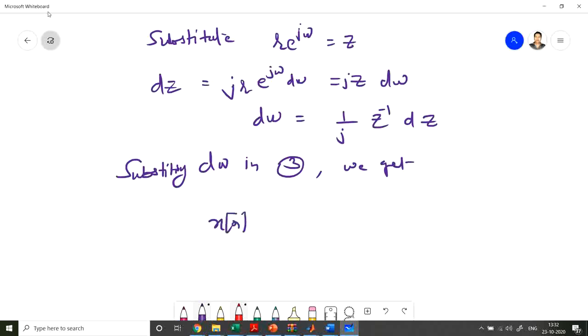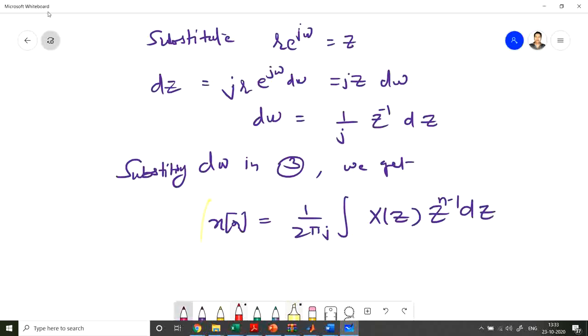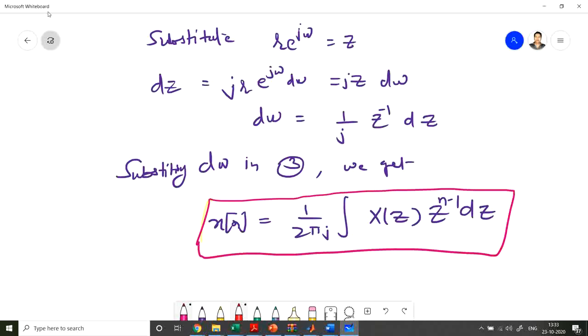In the discrete time domain, x[n] is related to X(z) with the following relation: 1 divided by 2 pi j, the integration of X(z) z raised to the power n minus 1 dz. So please understand, this is basically the inverse z transform.